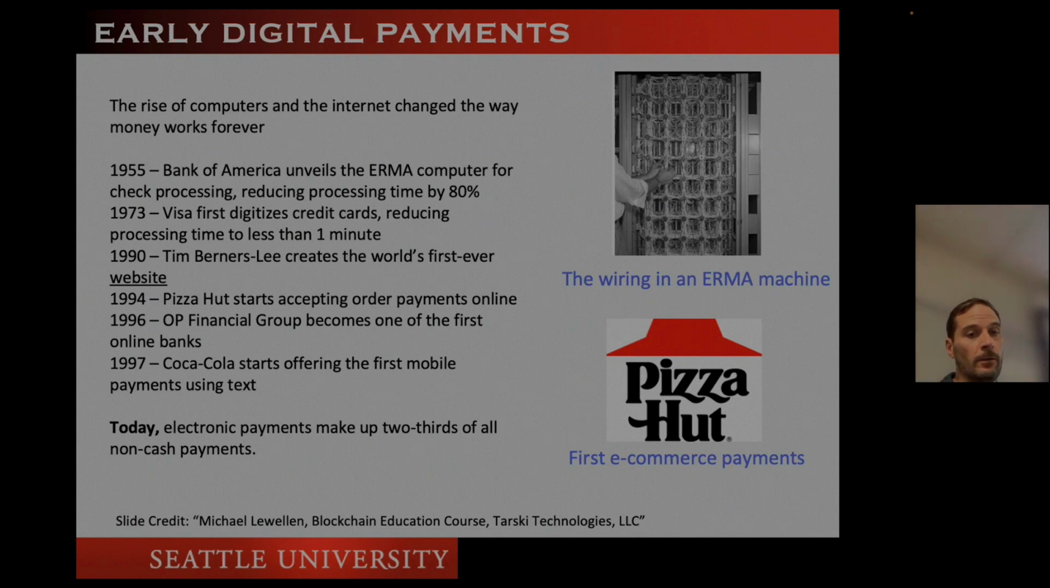In 1990, the World Wide Web got invented. 1994, Pizza Hut started accepting order payments online. And then we started to see the first online banks. OP Financial Group was the first one. And then in 1997, Coca-Cola starts offering the first mobile payments using text. And today, digital or electronic payments are all over the place, making up 2/3 of all non-cash payments. And I'm sure you all use a plethora of apps to pay, and not just pay in the store, but also transfer money amongst your friends and family.